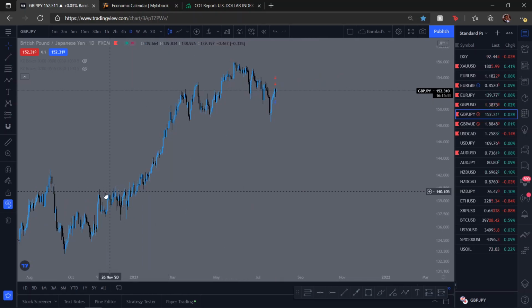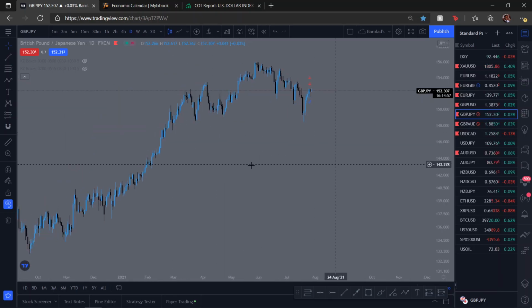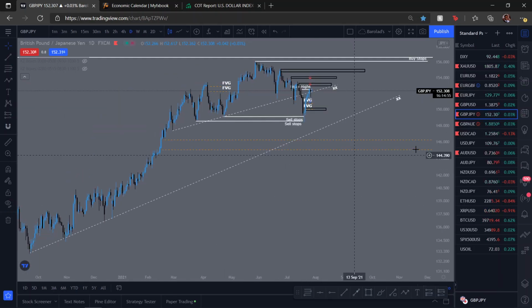You see this choppy consolidation zone here. There's a lot of orders sitting here that need to be mitigated. So I'd like to see GBP/JPY come here. We definitely have broken structure here. So my view is still very bearish on GBP/JPY in the coming days.